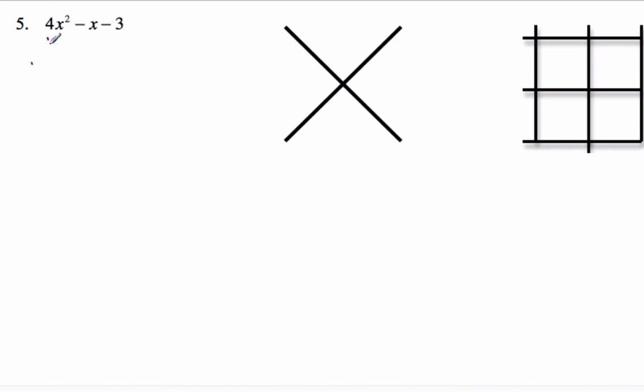So step number 1, I multiply these two outside terms. Negative 12x squared. The top term here is negative x. And now I go and I ask myself the magic question. What two numbers multiply to get negative 12 and add to get negative 1? Well, I know 4x and 3x can get negative 1 if this one here is negative.